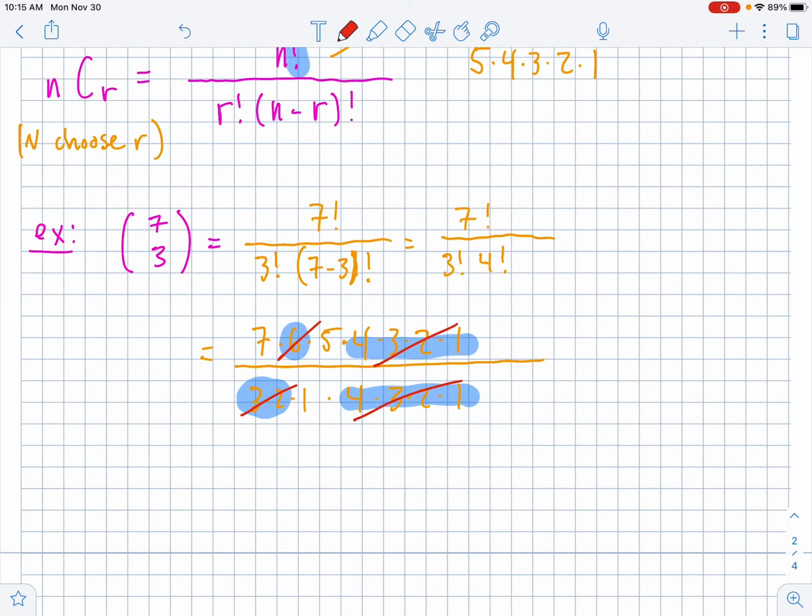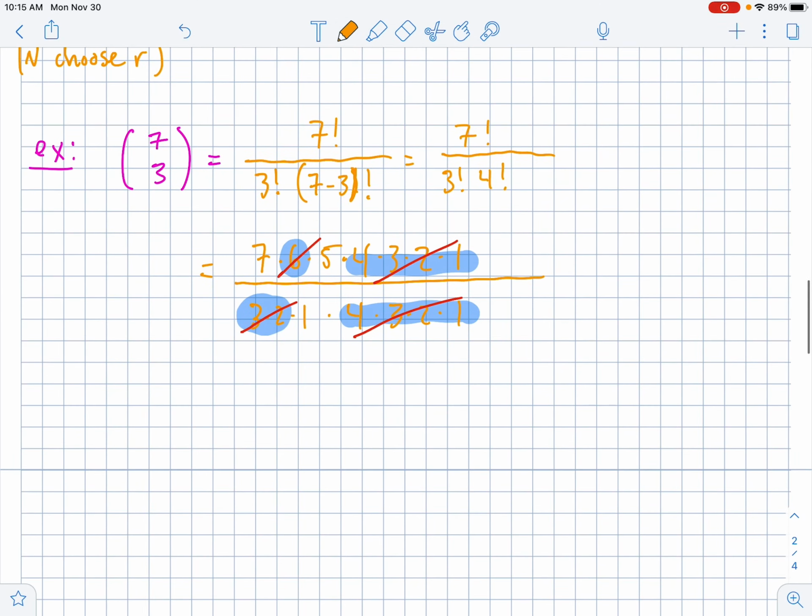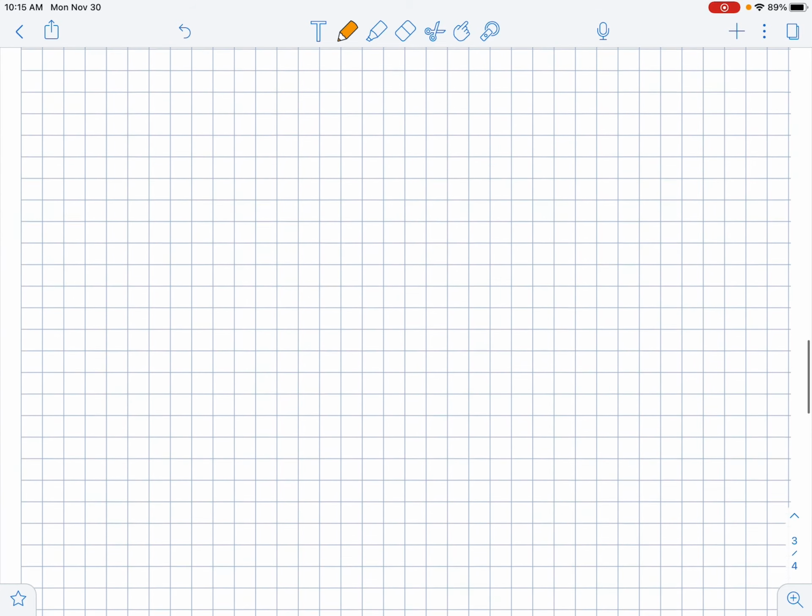And then, you know what? We're left with nothing in the bottom. And what are we left with in the top? A 7 and a 5? So this is 35. Look, didn't even have to touch a calculator. Although there is a way to do nCr in your calculator. We'll get to it probably next class.